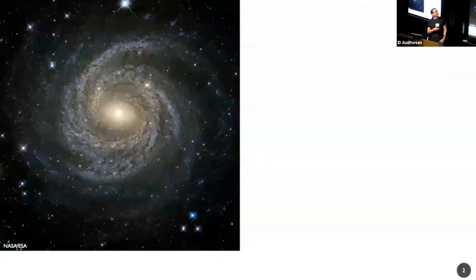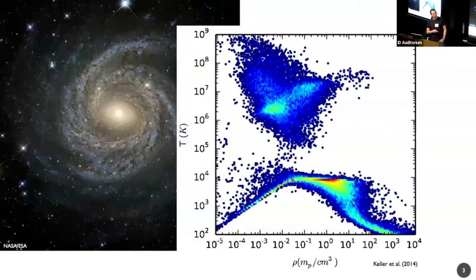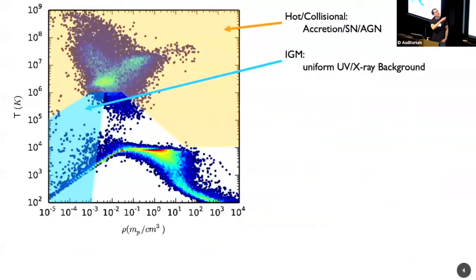So if you look at the galaxy in a more quantitative way, if you take a look at the phase space, we can split it up into the regions and how they are influenced by radiation, what we expect from them. In the upper part, we have the hot medium, which is pushed up there by supernova feedback, AGN feedback, and so on. And on the left area here we have the intergalactic medium, which mostly sees the uniform UV background. That's the stuff that we can handle very well at the moment.